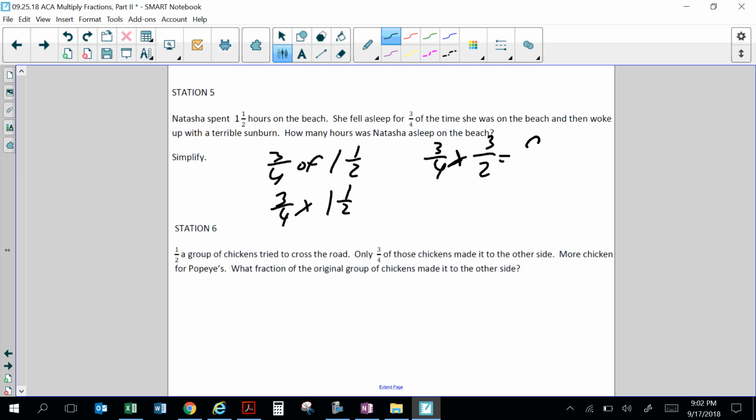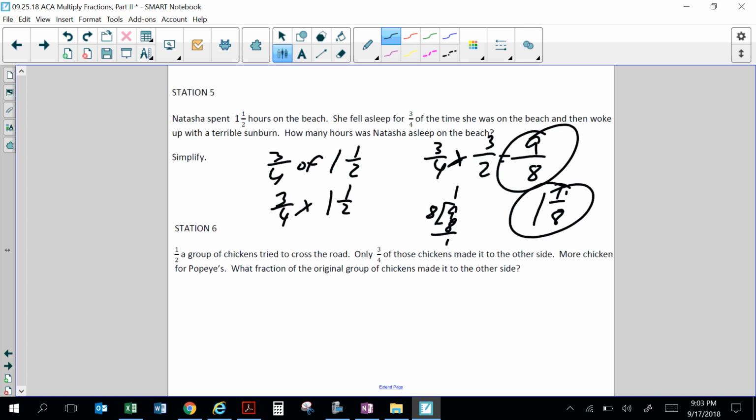If we multiply, this is 9/8. Do you know another way to say 9/8? 9/8 is, by the way, very good. But another way to say it is, if you divide 9 by 8, 8 goes into 9 one time, you have 1 left over. So 1 hour, and the fraction is 1 1/8. That's another way to say it. 1 1/8 or 9/8, either one is acceptable.